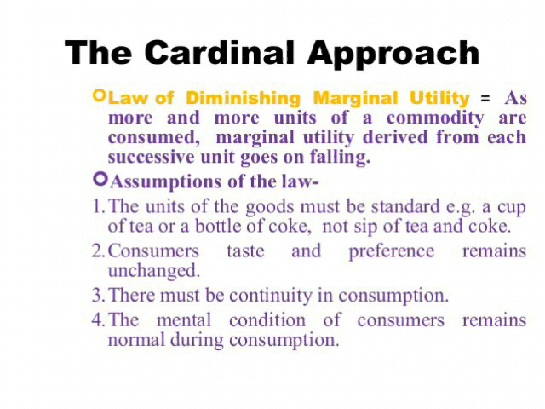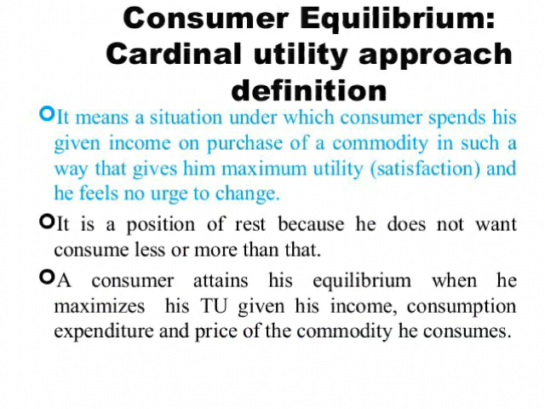Now the cardinal approach. What do you understand by the cardinal approach and what are we going to study? First, we are going to study the law of diminishing marginal utility under this cardinal approach. Now, what are the assumptions? Assumption would be the unit of good must be standard. That means standard things should be there. Taste and preference should be the same and it can be counted.